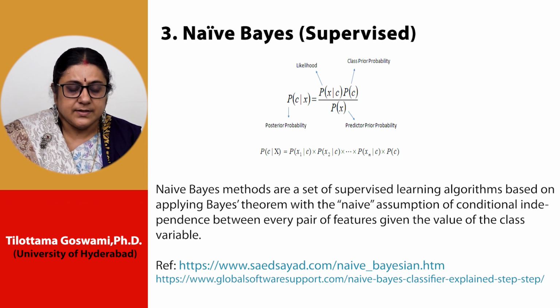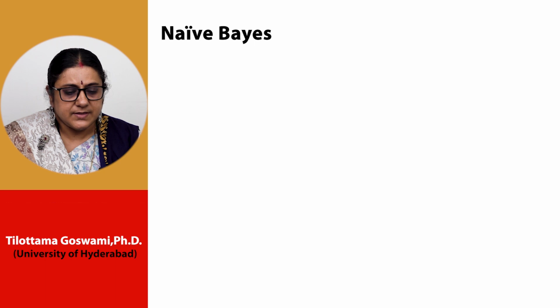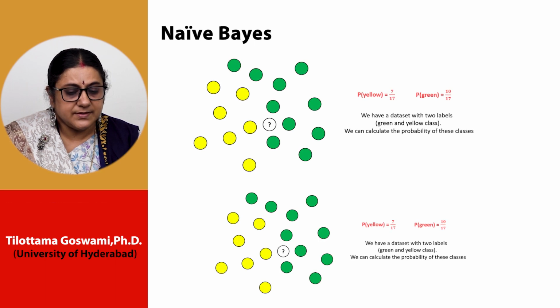This naive Bayes algorithm is used where there is an uncertainty in the environment and it is based on probabilistic decision making. A simple example here is a data set with 2 labels, green and yellow. First, calculate the probability of these classes: probability of yellow is 7 divided by the total, that is 17. Probability of the green circle is equal to 10 greens divided by total 17. So coming to the prior probabilities, it is the number of samples in a given class divided by the total number of samples.